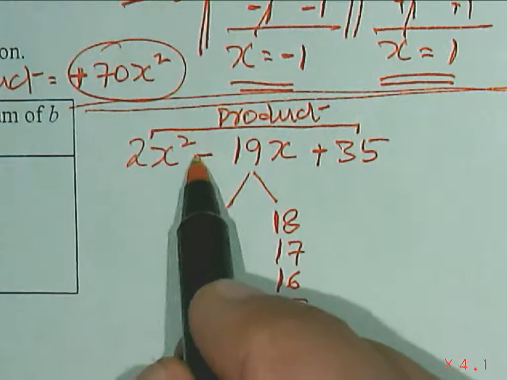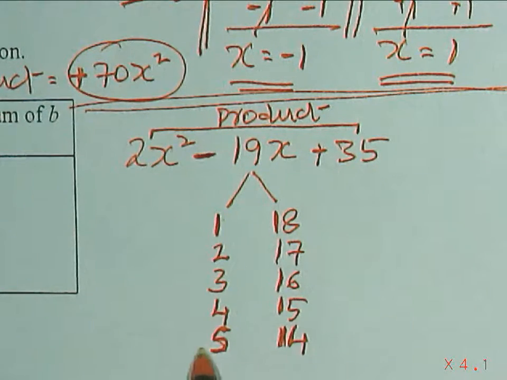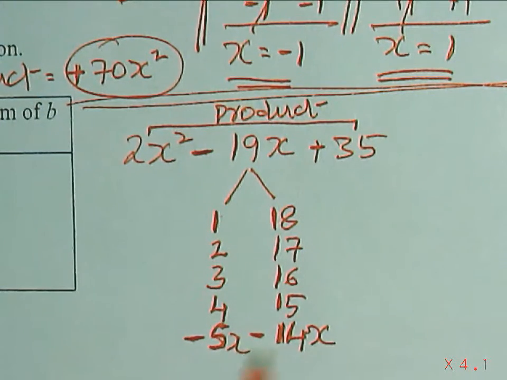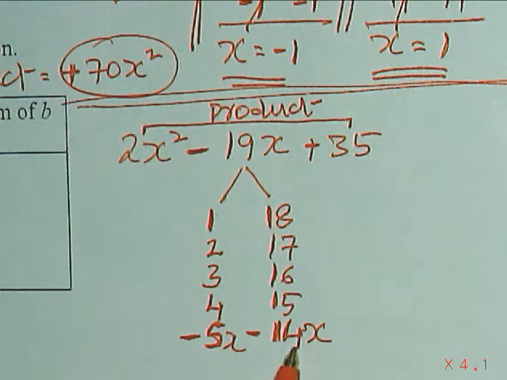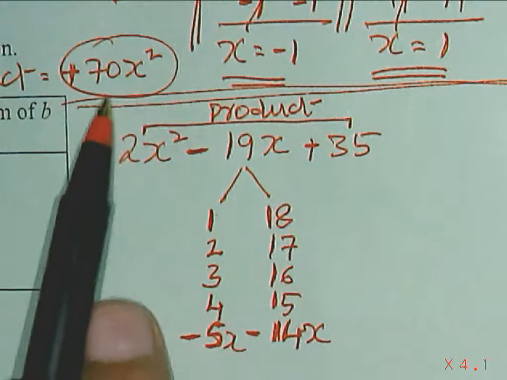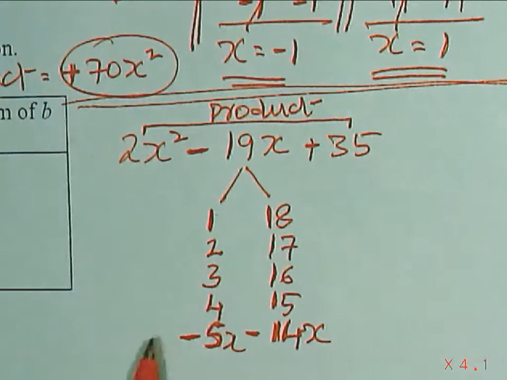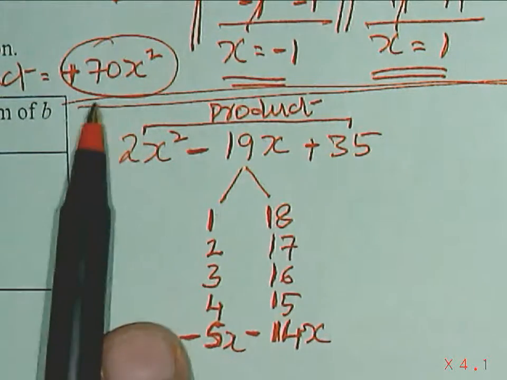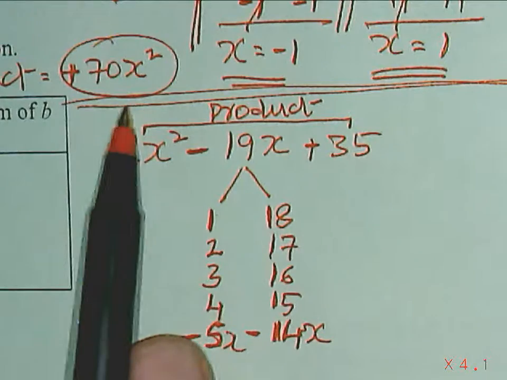Anyhow, there is a negative sign, so I am taking negative 5 and negative 14. When I take the sum of these two, it is negative 19, and when I multiply these two, I get the product as 70x square. Negative times negative is positive. 5 times 14 is 70x square.